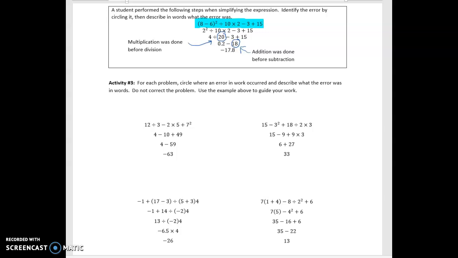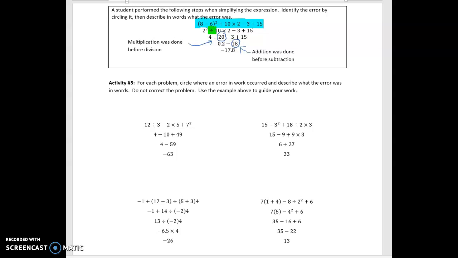We see that there are grouping symbols. So 8 minus 6 is 2. And then they just wrote down the rest of it. Next would be exponents, which is 4. But it looks like they also multiplied the 10 and the 2 in the same line, which is okay to do as long as we're doing this correctly. But what should have happened first is the division. So we circle the 20 as being incorrect, and we simply say that multiplication was done before division.